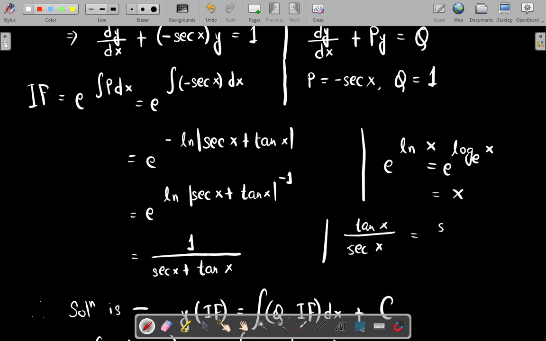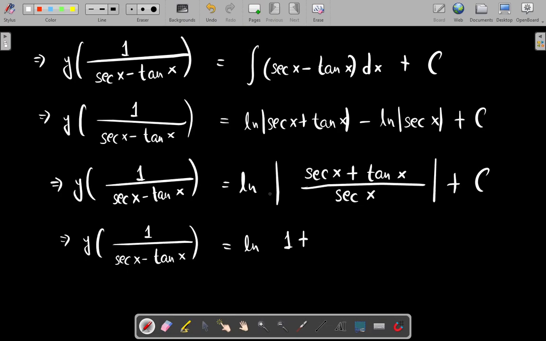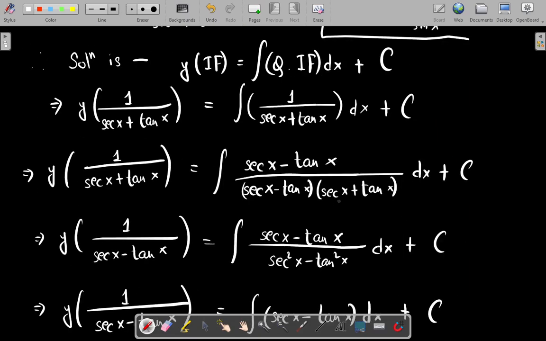Now tan x is nothing but sin x upon cosine x, right? And sec x is nothing but 1 upon cosine x. So this ratio now becomes just sin x, right? So 10x upon sec x becomes sin x. So this now becomes 1 plus sin x plus c.